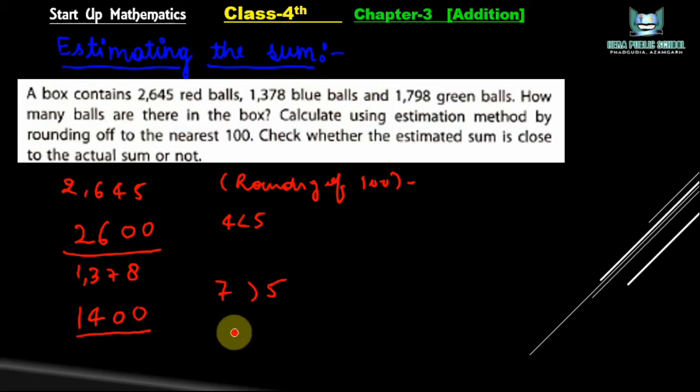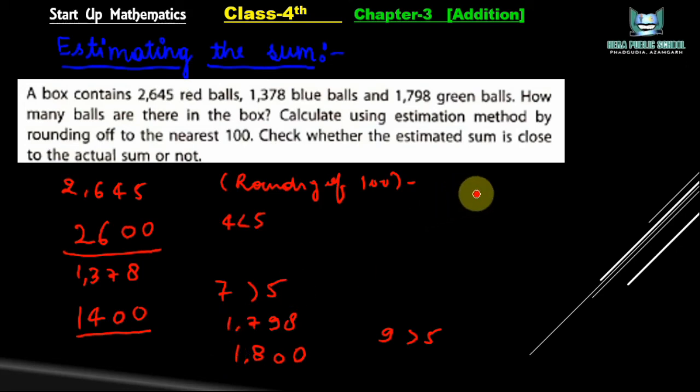Now we are going to round up the last number. The last number is 1798. Okay, 1 0 and 2 0. So if we look at the tens place, here is 9. So 9 is greater than 5. So we have to add 1 in the hundreds place. So 7 plus 1 is equal to 8 and 1. So this is 1800.